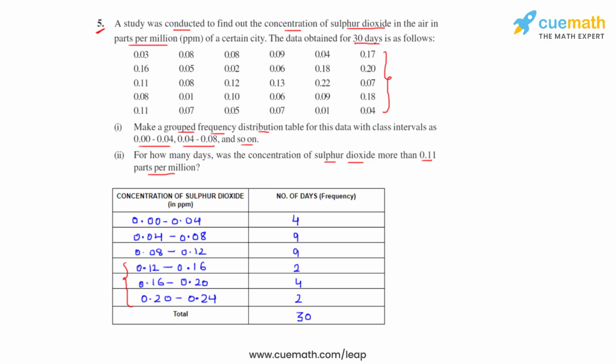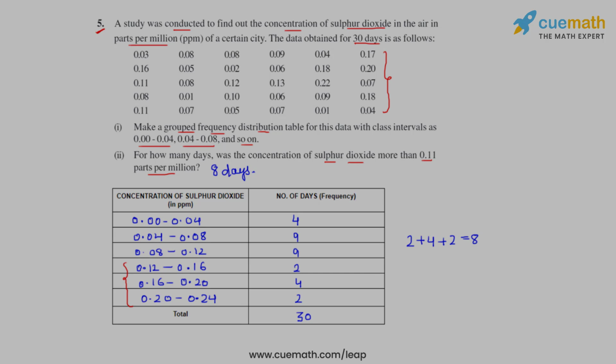So if we add up the frequency of these 3 class intervals, that is 2 plus 4 plus 2, which equals 8, we can say that for 8 days we had a concentration of sulfur dioxide which was more than 0.11 parts per million. So the answer for the second bullet point would be 8 days. And this is how we solve this question.